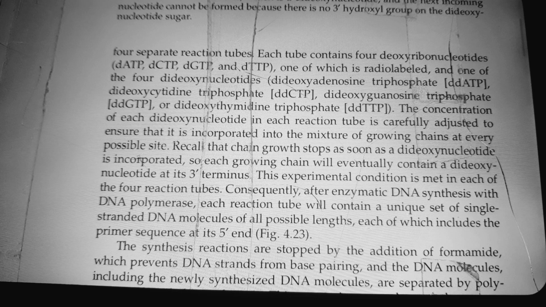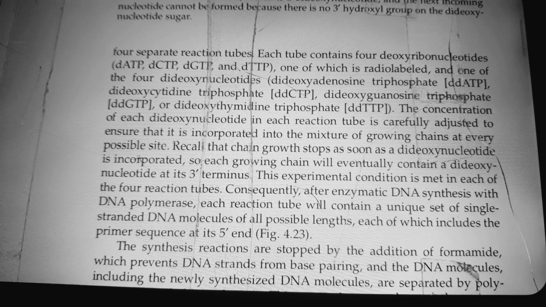The concentration of each dideoxynucleotide in each reaction tube is carefully adjusted to ensure that it is incorporated into the mixture of growing chains at every possible site. Recall that chain growth stops as soon as a dideoxynucleotide is incorporated, so each growing chain will eventually contain a dideoxynucleotide at its 3' terminus. This experimental condition is met in each of the 4 reaction tubes.